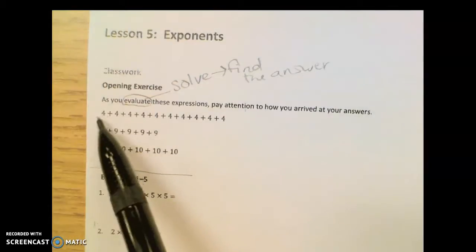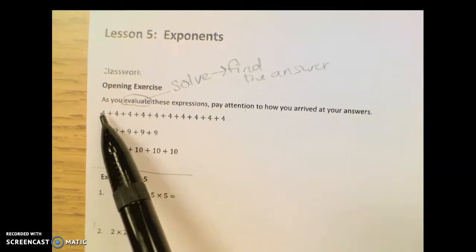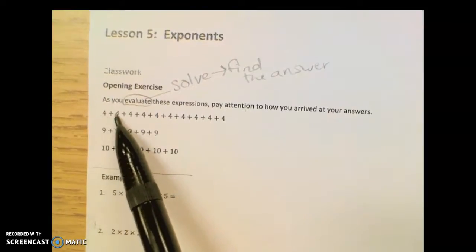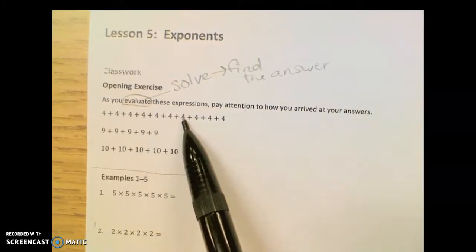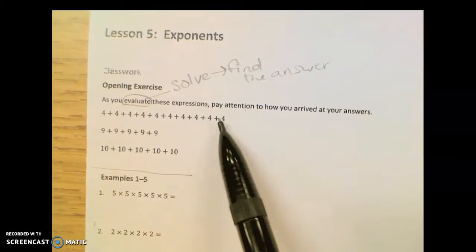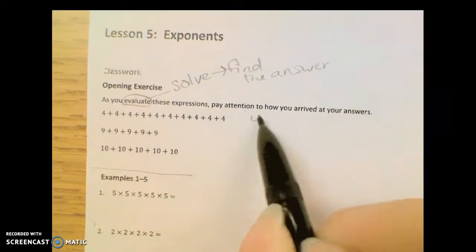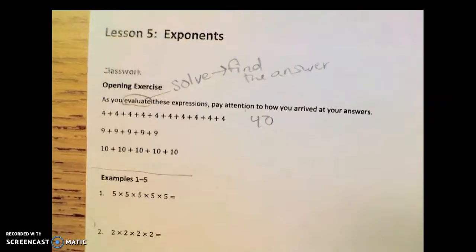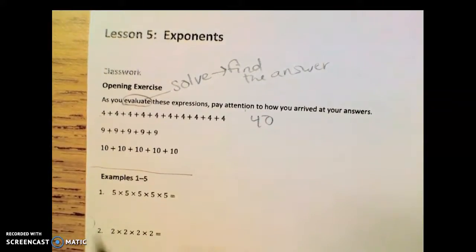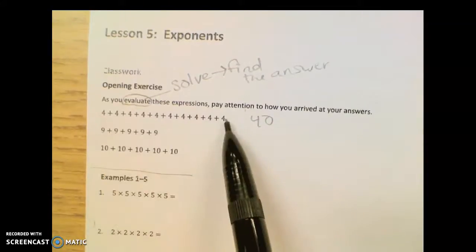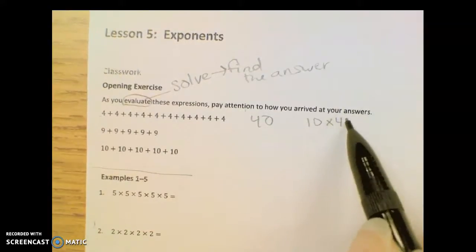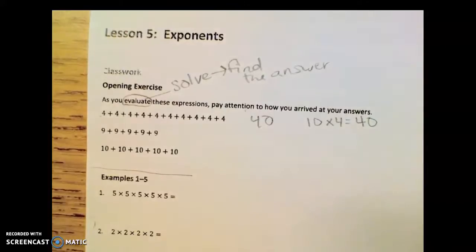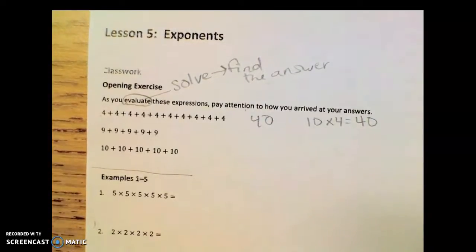All right, a couple of ways you could have solved this. Did you count on as you solved? Did you go 4, 8, 12, 16, 20, 24, 28, 32, 36, 40 to solve it? Or did you do 4 plus 4? Did you group them together? Or did you recognize that this is repeated addition and it's as simple as doing 10 groups of 4? Which is also 40. All ways that we could have solved these. Obviously, the most efficient one is the 10 groups of 4.